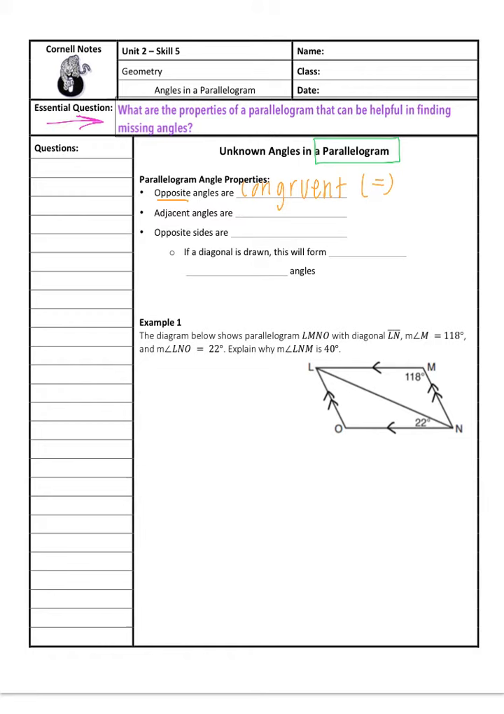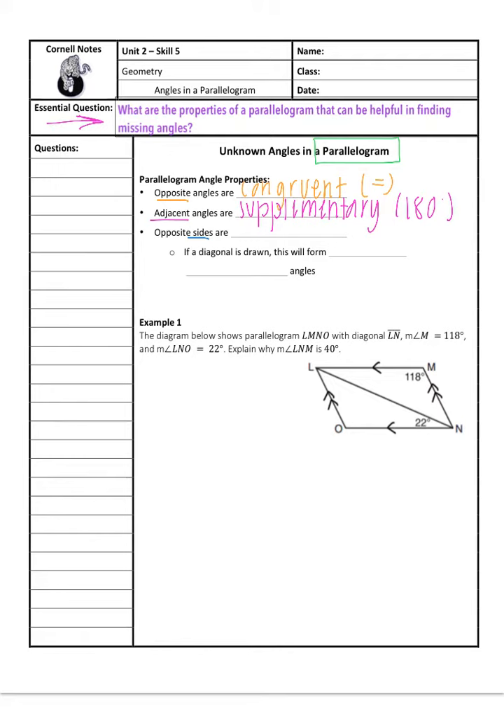Then if we talk about adjacent angles, remember adjacent means angles that are next to each other. These angles are actually supplementary. And remember that means that they add up to 180 degrees. So opposite angles are congruent, but angles that are next to each other have to add up to 180 degrees.